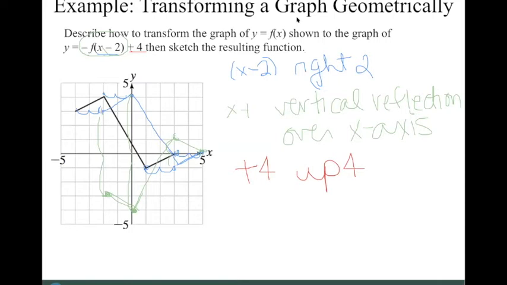So plus 4, up by 4: 2, 4, 2, 4, 4, and 4. So there's my final graph. The red one here is my final graph of y equals negative f of x minus 2 plus 4.